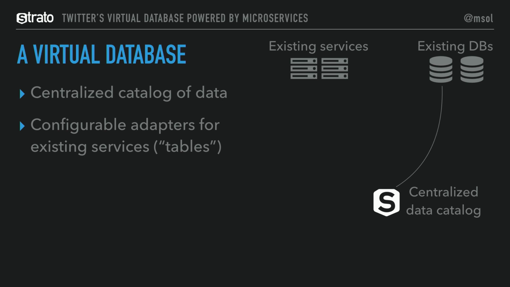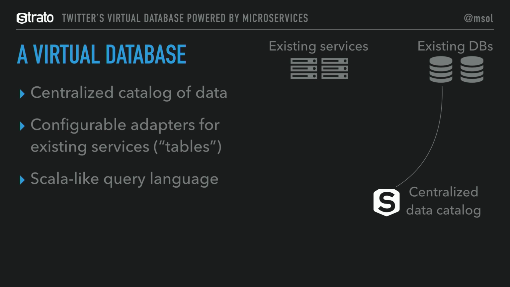OK, so now we have a central catalog of data that has type and schema information about the data that's available, also the location of that data so that it can contact it, and what protocol it speaks so that it can actually talk to it. And that's not a bad start, but it's also not really a database. So let's add a query language.